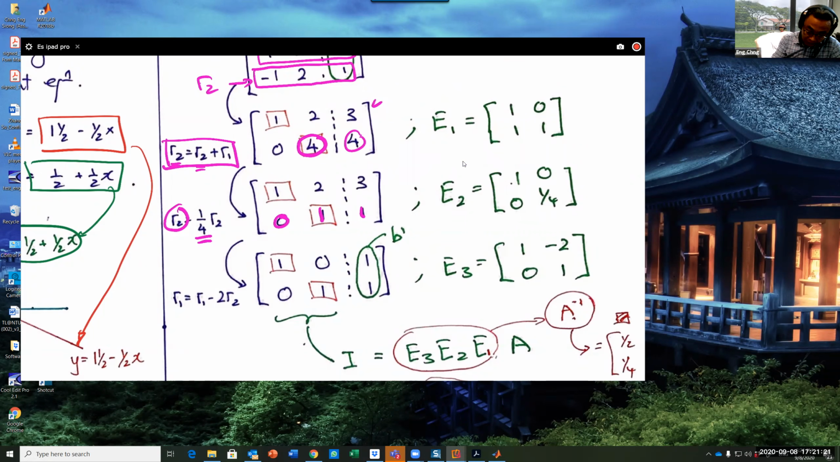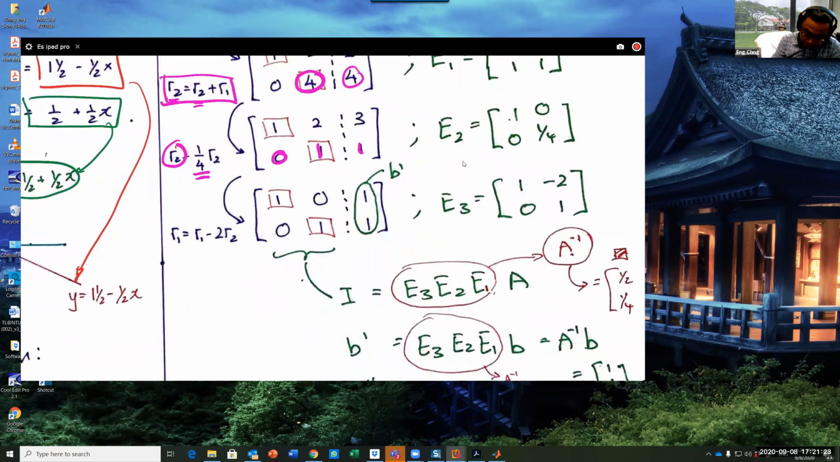What about the last one? We don't like the 2 now from A2. We will basically do row 1 equals row 1 minus 2 row 2. And then you realize that this is the matrix E3. So A3, the third matrix, equals E3 multiplied by A2. That's the idea.